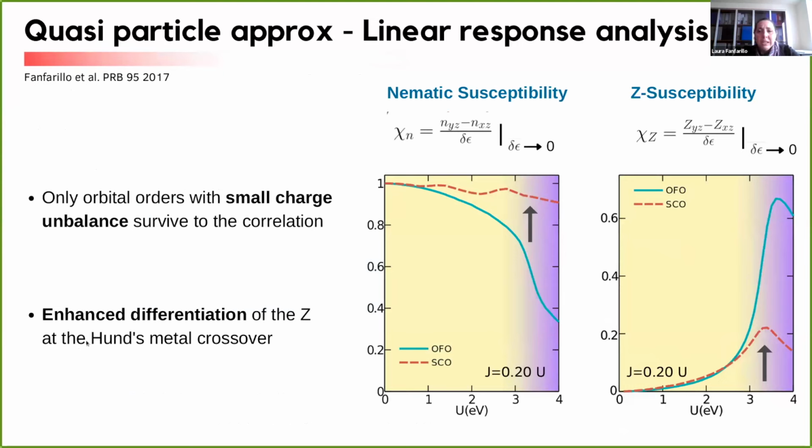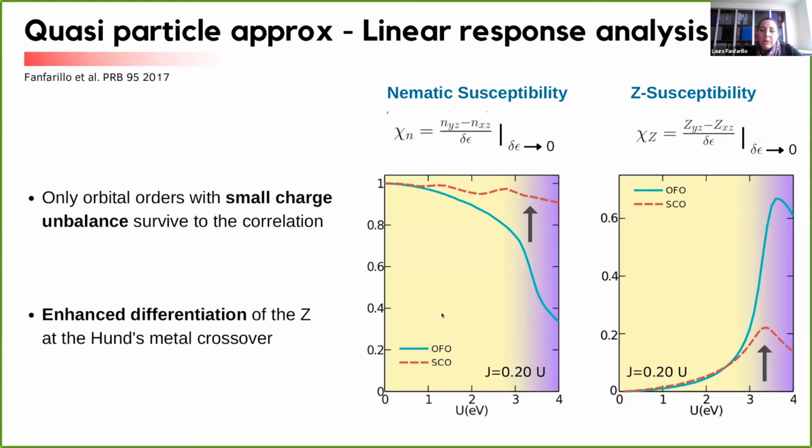So this is just a truly linear response analysis. I'm plugging in a nematic perturbation, computing the density of the orbitals XZ and YZ, and the renormalization factor, computing this ratio, and then taking the limit for the perturbation going to zero. So this is a truly nematic susceptibility, in the sense of differentiation of the orbital filling, and what I call a Z susceptibility that tells you how the differentiation between the two orbitals is behaving.